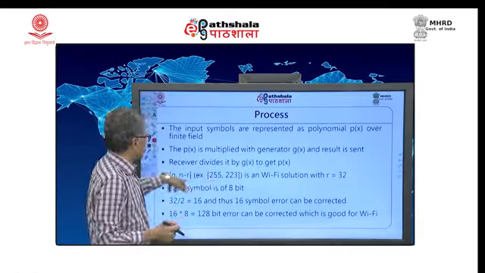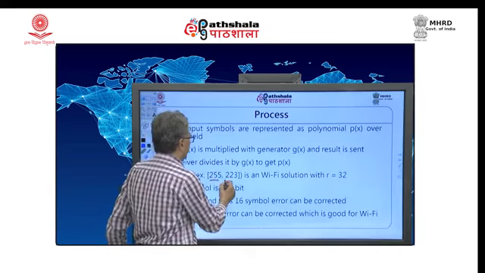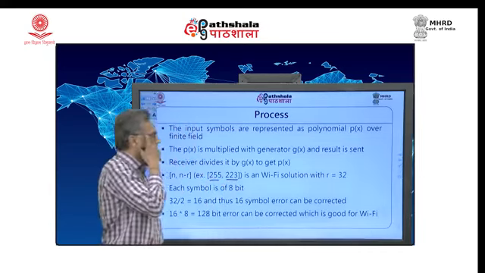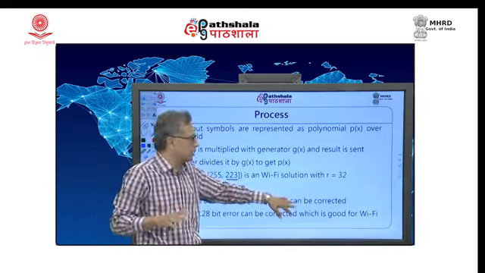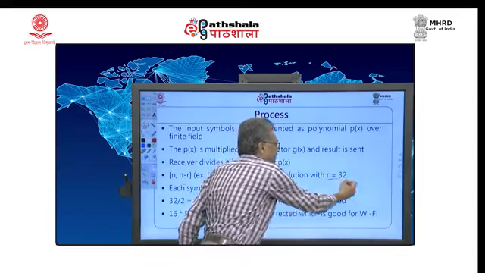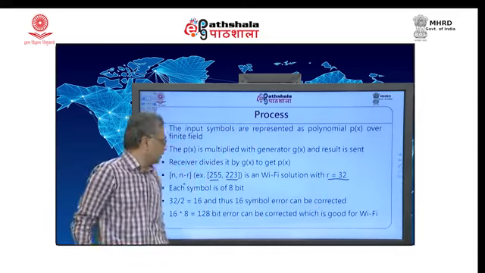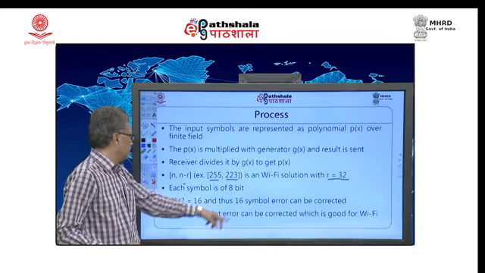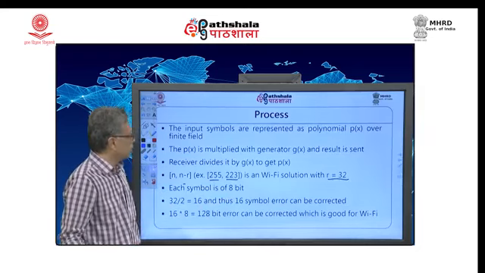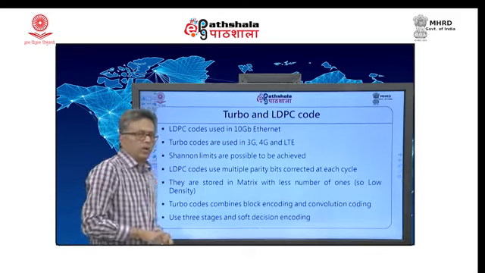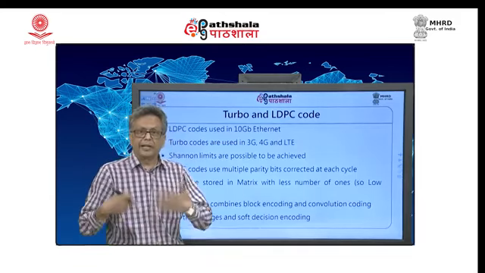Okay. And there is a typical code which I was talking about, is called 255223 code. Okay, it is a Wi-Fi solution, used with 802.11, where the R value is 32 symbols. That means it can catch 128 bit errors. Okay, that is what I was talking about. Two more codes which are getting more popular.